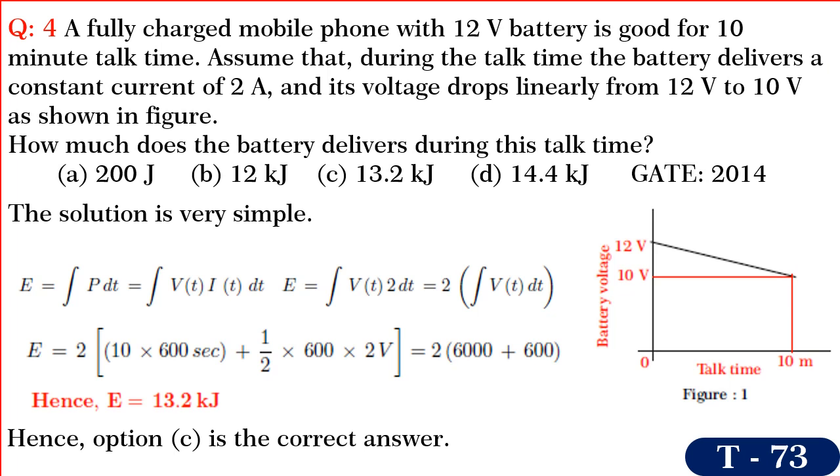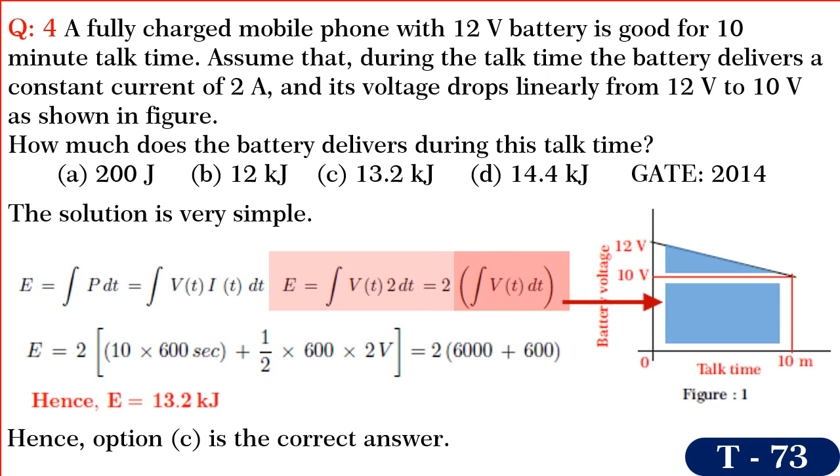We know that energy supplied by any source E is equal to integration P dt, or it is equal to integration V of t into I of t into dt. I of t is constant, equal to 2 amperes. So, E is equal to 2 into integration V(t) dt. But you know, integration V(t) dt is the area of the variation of the voltage with time.